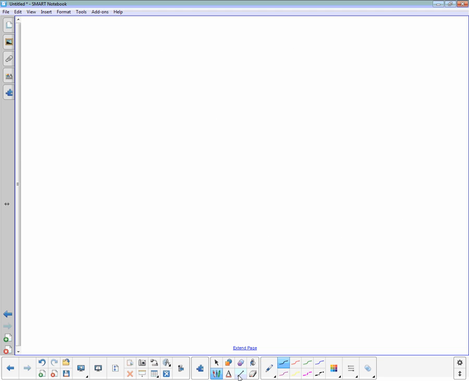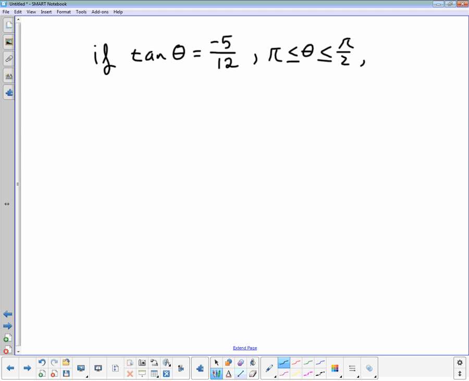So, let's try this. Find me the... So start by drawing a circle, a coordinate grid. Decide where you're living. Where am I living? What quadrant am I living in?